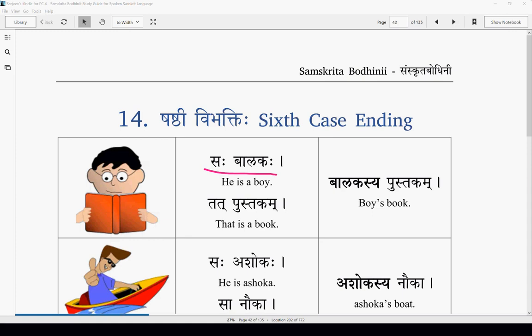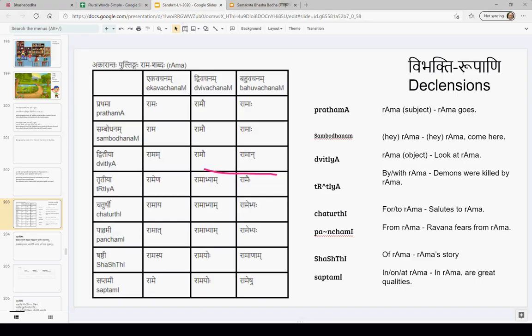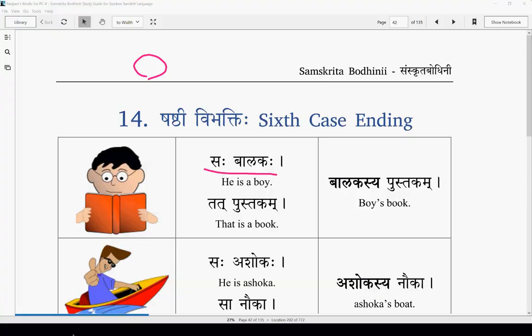Any noun which needs to be used in a sentence has to be in one of the declined forms. The forms could be different depending on the word, but it has to have one of these forms. We cannot use the base noun directly in a sentence. So in this case, in Saha balakah, balakah is in the first, prathama declension, ekavachanam.